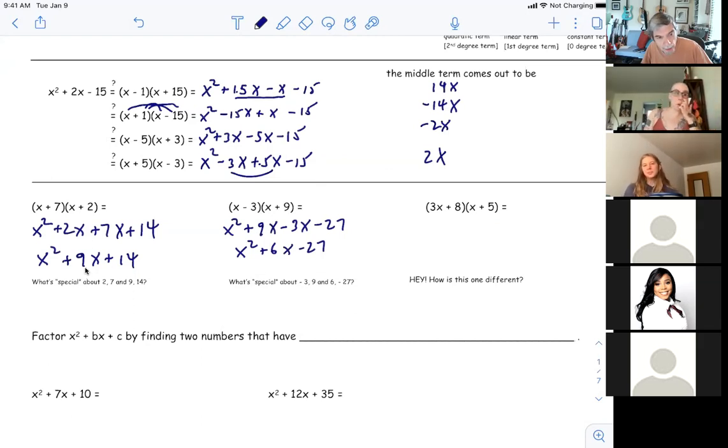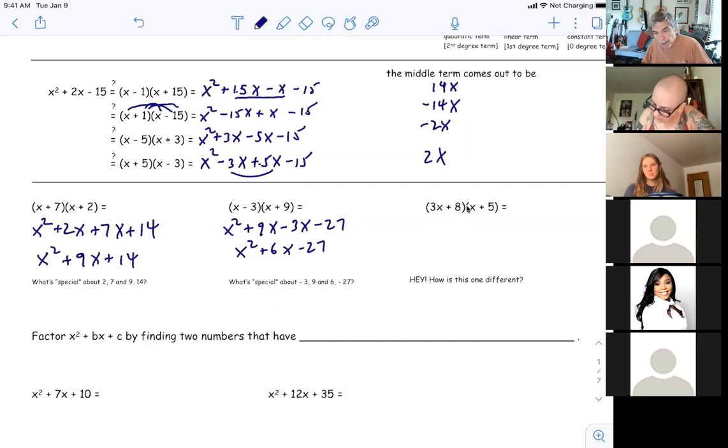So again, going back here, if we add the 2 and 7, we get 9. Multiply them, we get the 14. If we add negative 3 and 9, we get 6, and we multiply them, we get negative 27. Hey, how is this one different? You see the difference in the startup. We got this little 3 here.